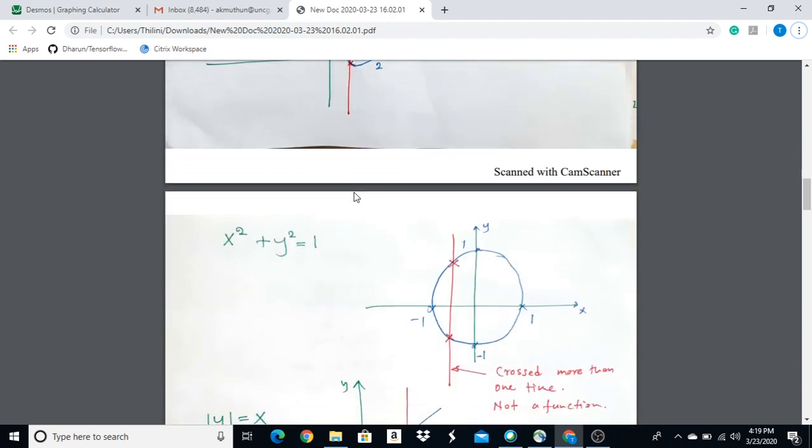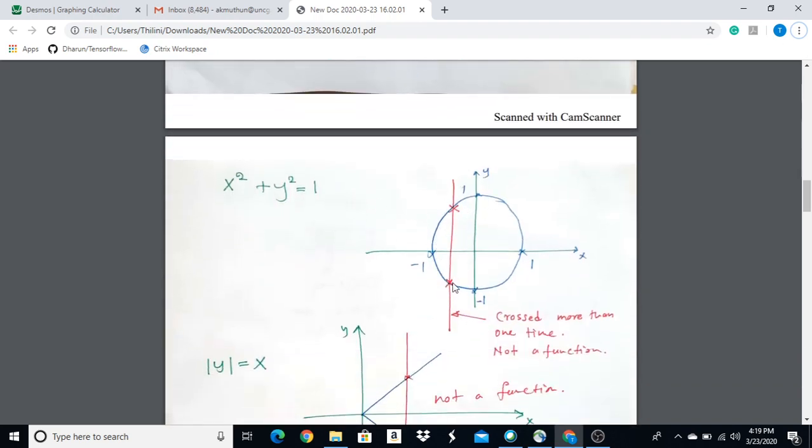Now if we move here, look at this circle. This is the equation of the circle, x squared plus y squared equals 1. You know that this is a circle with radius 1 centered at 0, 0. In this circle, if you draw a line across this graph, it crosses more than one point. It crosses here at the top and here at the bottom. So since it crosses more than once, this equation or this graph is not representing a function.